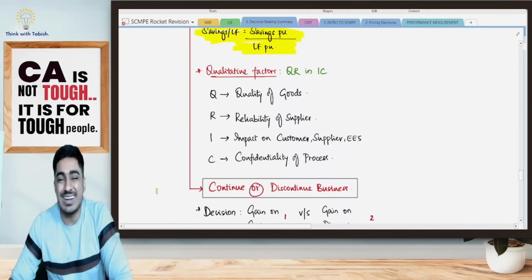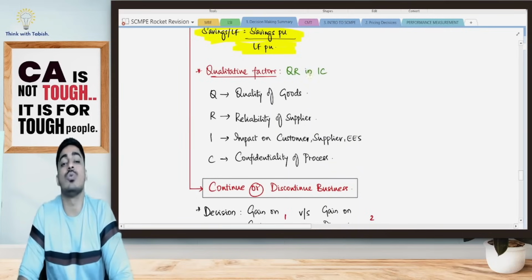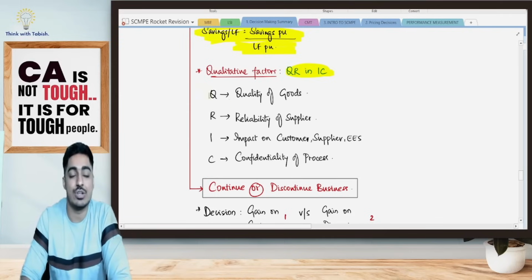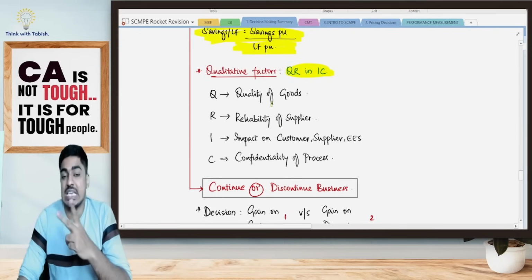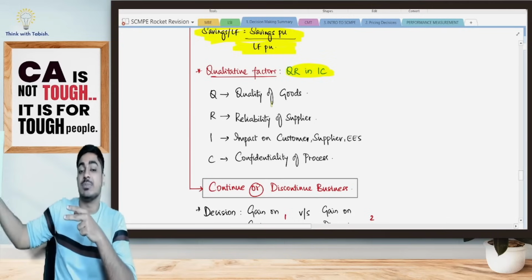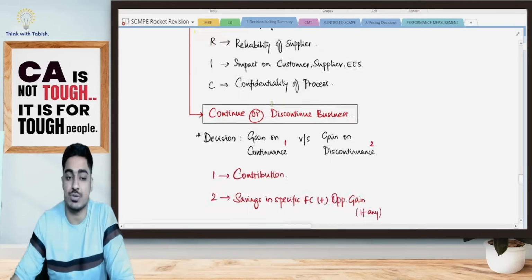Now, qualitative factors in order to decide whether to manufacture on our own or outsource: QRIC. QR code was first introduced by ICAI Bank. Yes or no? Q stands for quality of goods. R for reliability of supplier. I, the impact on my supplier, customer, as well as employees. And finally, C is going to be the confidentiality of my process.